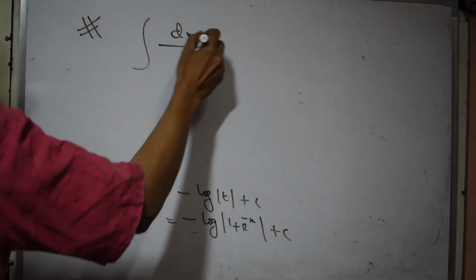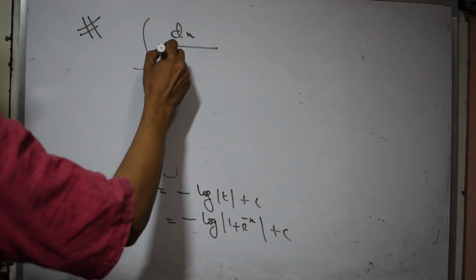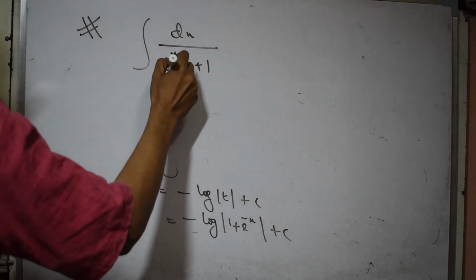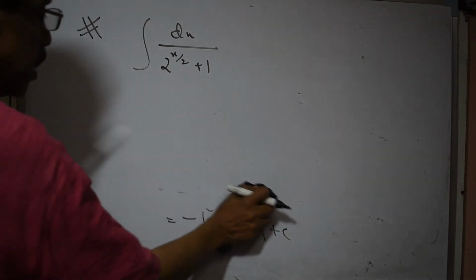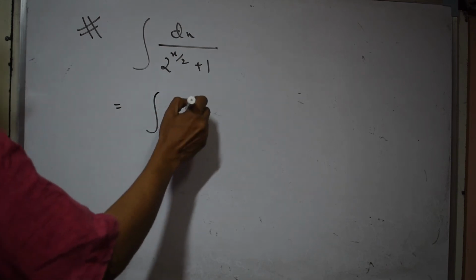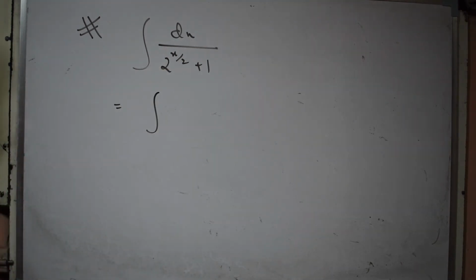dx by 2 to the power x by 2 plus 1. Now the same problem, no numerator is there. How to solve it? You can take one thing, 2 to the power x by 2 I can take common. Why? Because if I watch this expression, this is root 2 to the power x.